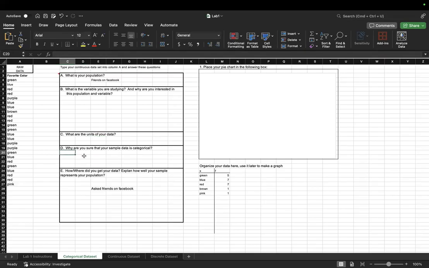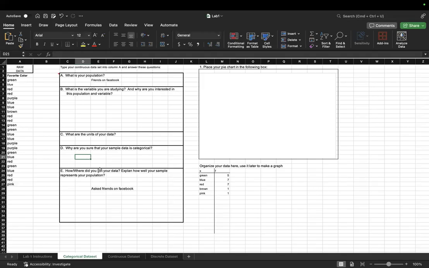So this right here, why are you sure your sample data is categorical? Refer to the definition of categorical data. And I would say, I know that my data is categorical because these are colors. They're not anything I can do math with. They're a characteristic of my friends' favorites, I guess. You're going to basically just use the definition. Look back at the definition of categorical and say that these are characteristics that cannot be quantified. That would work.